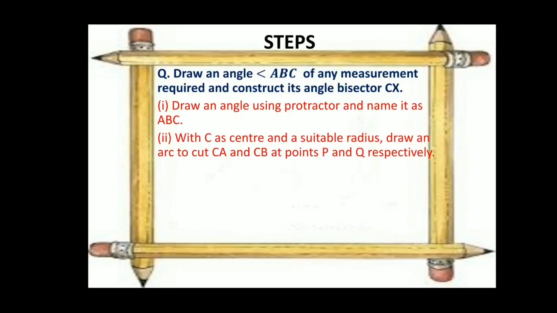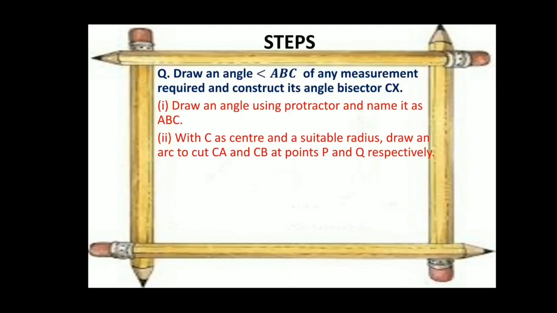Any suitable radius, draw an arc to cut CA and CB at points P and Q respectively. What are CA and CB? Yes, they are the rays, or the two lines which form that angle. So those two lines you have to cut with your compass with any suitable radius, and mark the two points which you got as P and Q.